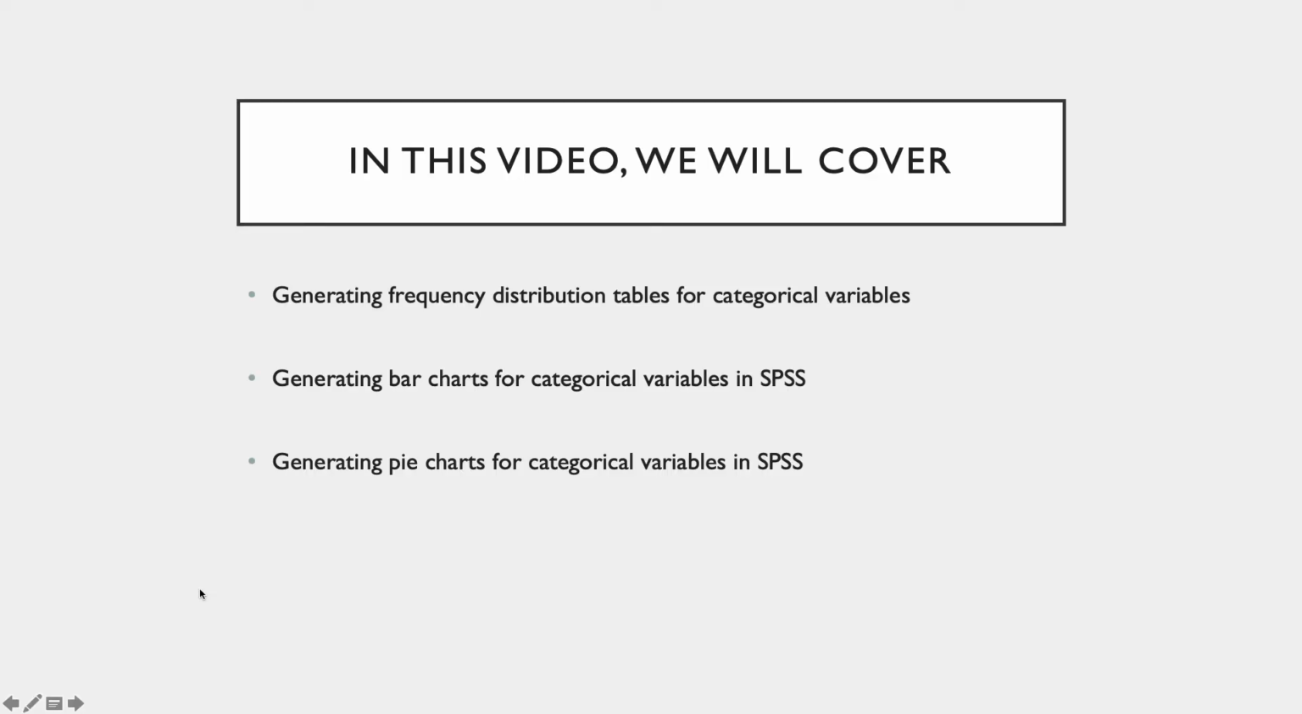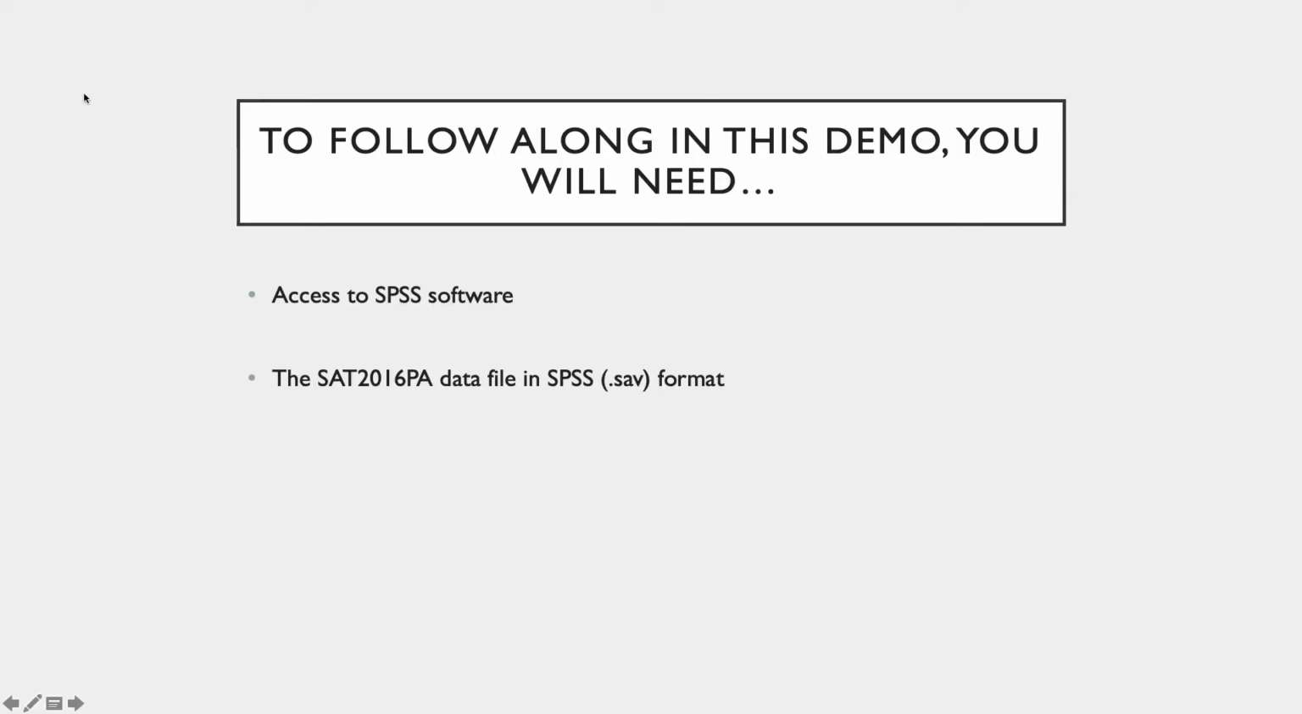In this video, we will cover the following three items: generating frequency distribution tables for categorical variables, generating bar charts for categorical variables in SPSS, and generating pie charts for categorical variables in SPSS. To follow along in this demo, you will need access to the SPSS software and the SAT 2016 PA data file in SPSS format.